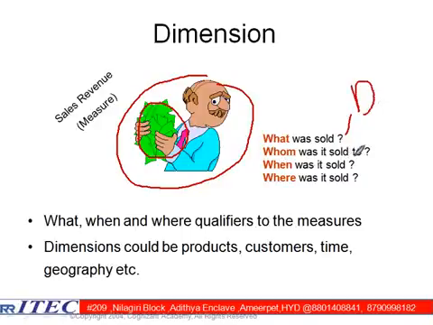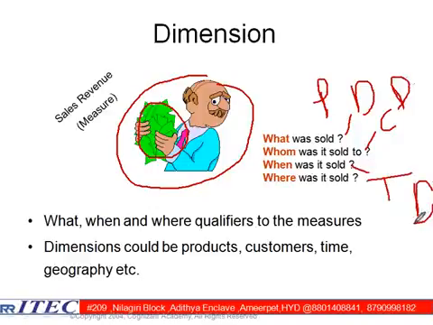And whom was it sold? That means I am looking for customer information. That is also one dimension. This is a product dimension. It is a customer dimension. And when was it sold? That means the time dimension.